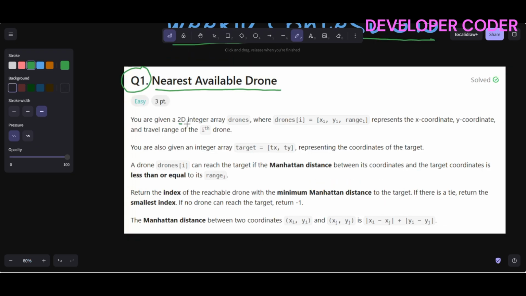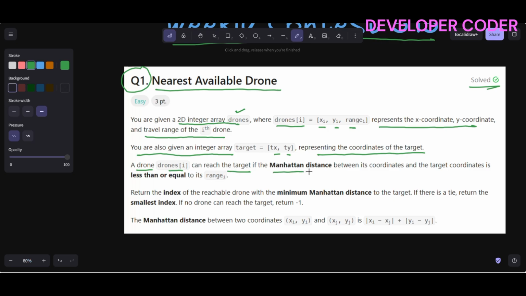You are given a 2D integer array drones where drones[i] has three values x, y and range. It represents the x coordinate, y coordinate and travel range of the ith drone. You are also given an integer array target, tx, ty, representing the coordinates of the target. A drone i can reach the target if the Manhattan distance between its coordinates and the target coordinates is less than or equal to its range.